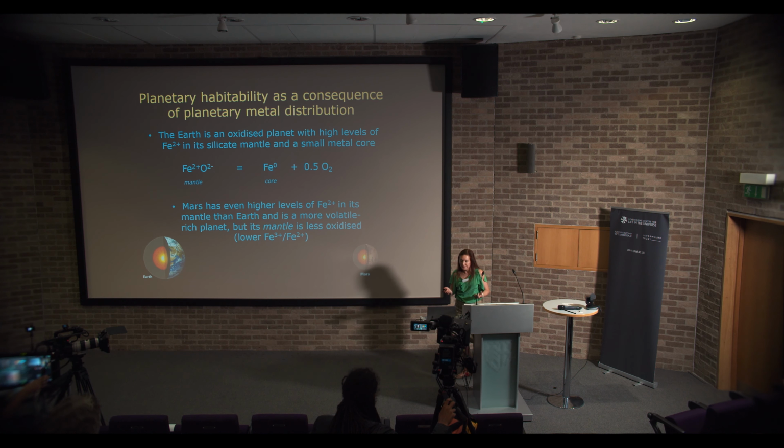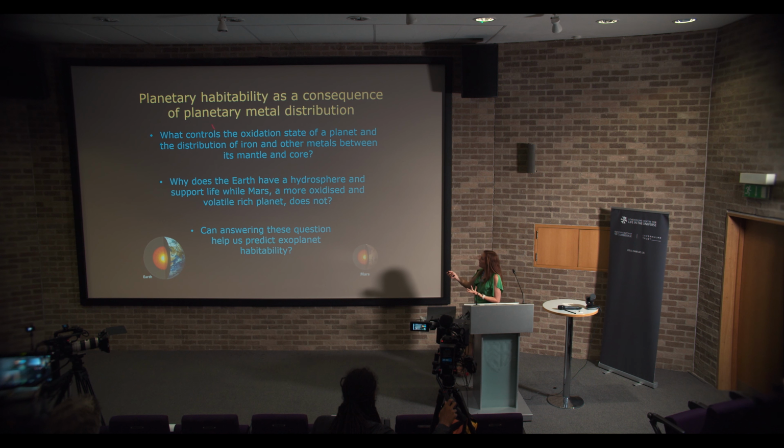Curiously, Mars as a planet has an even more iron oxide-rich mantle than that of the Earth, and it's actually a more volatile-rich planet than the Earth, but its mantle is actually less oxidized. And here I'm talking about the budget of iron 3+ to iron 2+, whereas in the gross planetary context, I'm talking about the budget of iron metal and iron 2+.